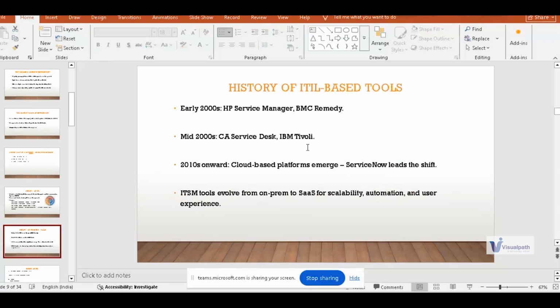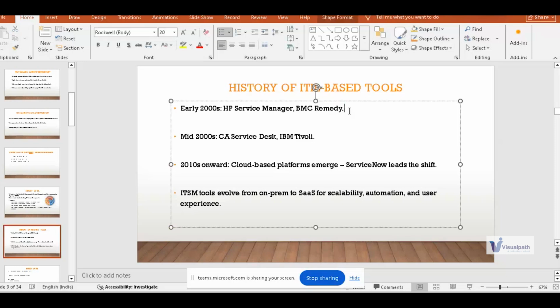The next is the history of ITIL-based tools. In the early 2000s, we had HP Service Manager. I started using that and got a job for it, and BMC Remedy. So these are the two.